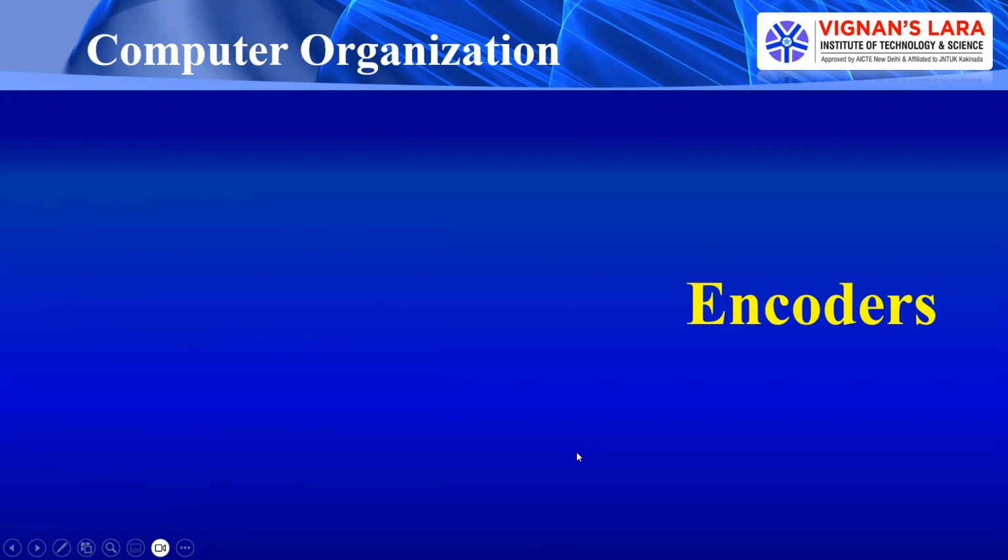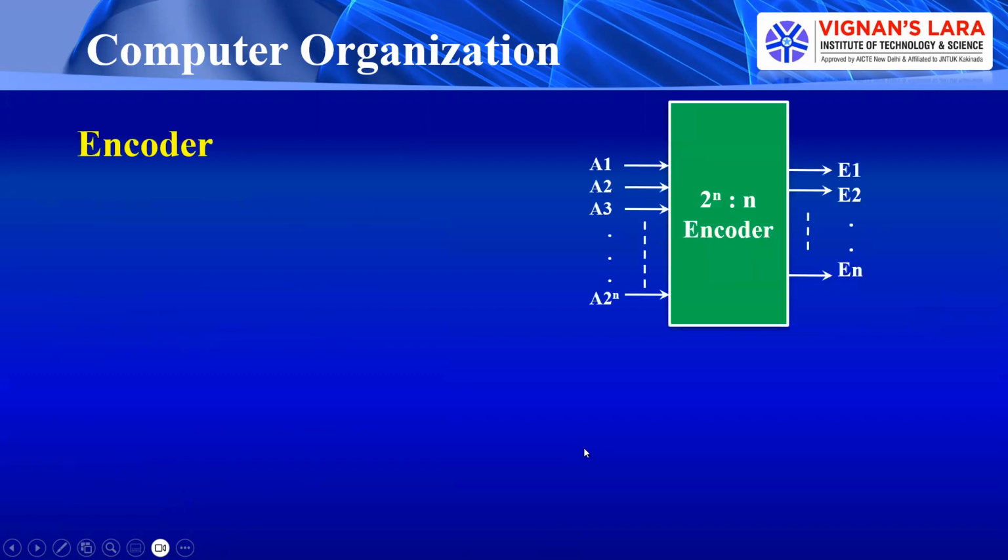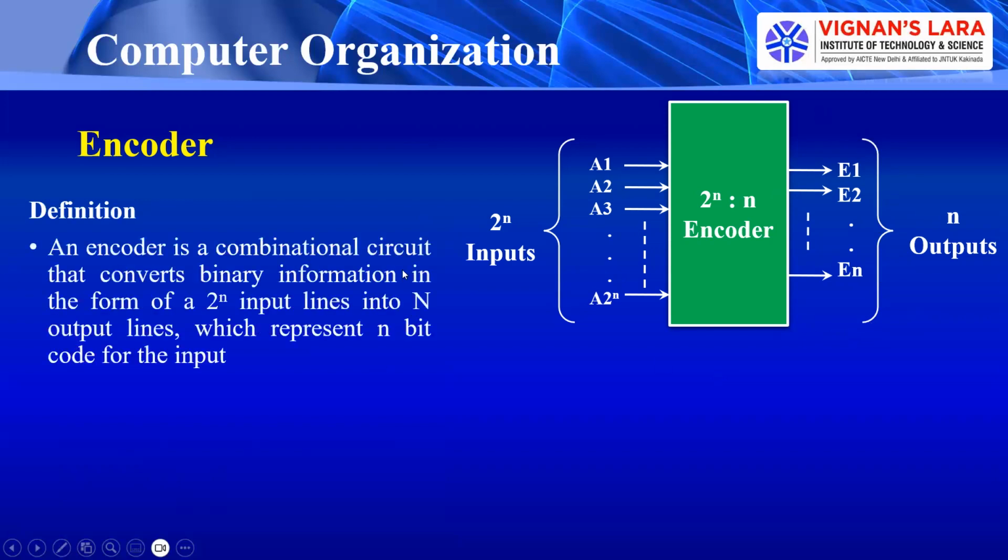And next, another one is encoder circuits. These perform the reverse function of decoders. See here, this is your encoder circuit which may have 2 power n inputs and n outputs. That means when one of the inputs of the encoder is active, its coded output is present at the output of the encoder. So the definition of an encoder is: an encoder is a combinational logic circuit that converts the binary information in the form of 2 power n input lines into n output lines, which represent the n-bit code produced for an input.